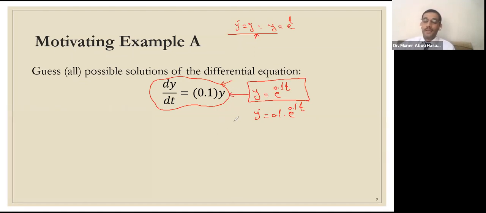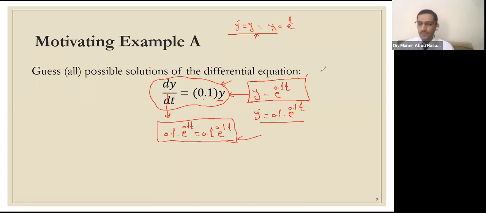Okay. Now, let me check if it really is a solution or not. Instead of this y prime, I'm going to write this. So 0.1 times e to the 0.1 t equals 0.1 times y. What is my y? This is my y, which is e to the 0.1 t. So this is the same as this. So this one is a solution.